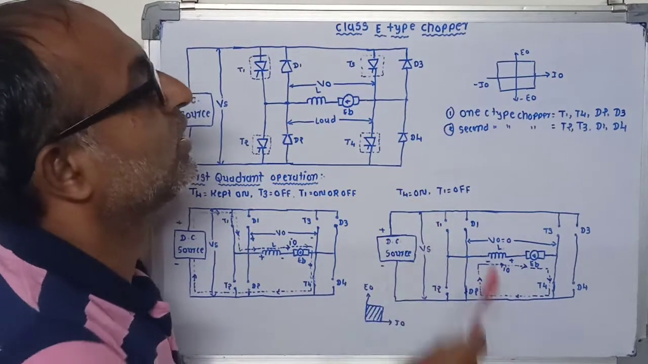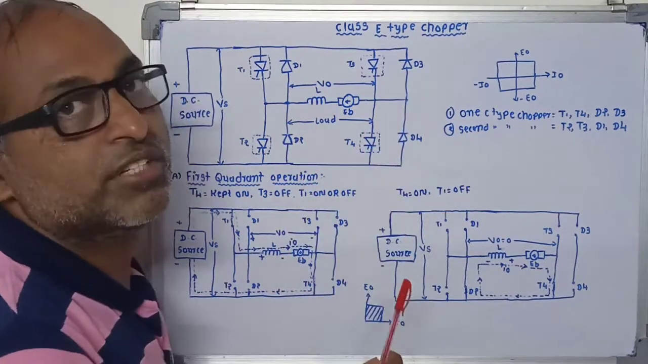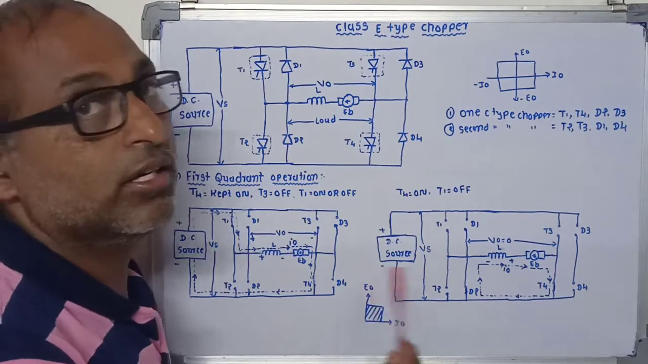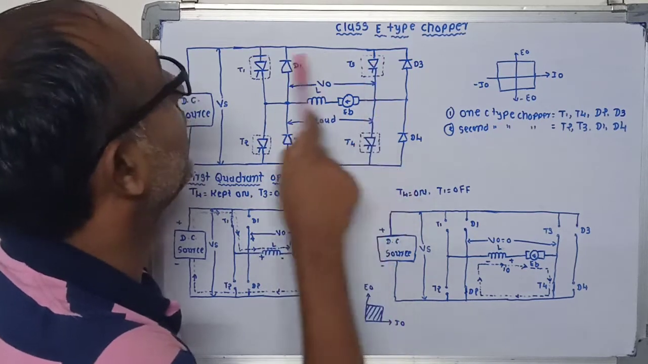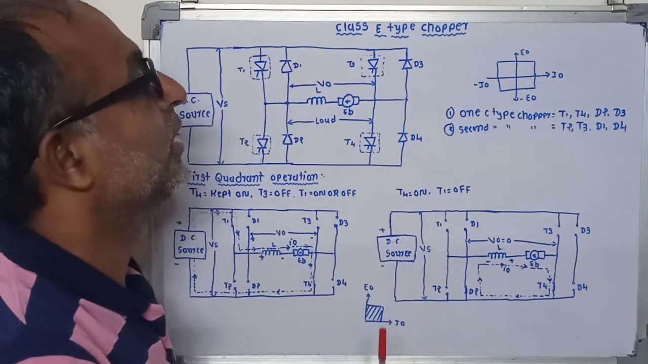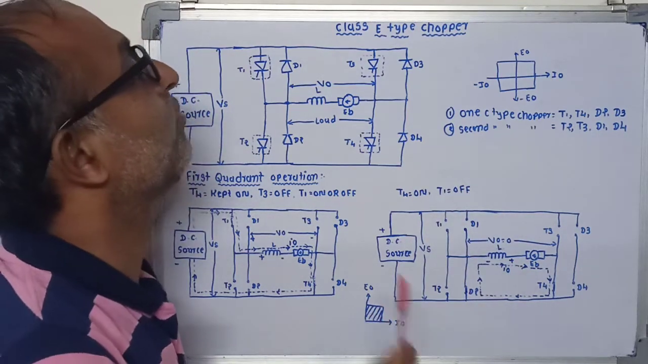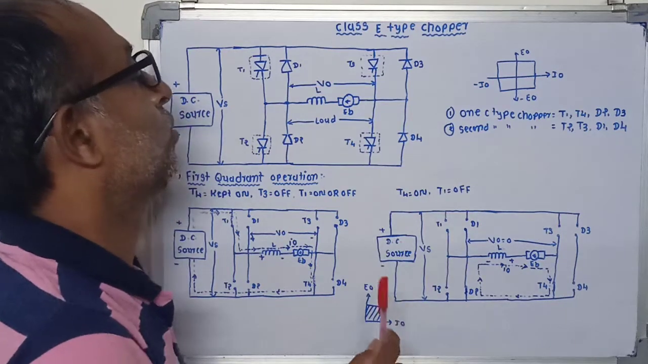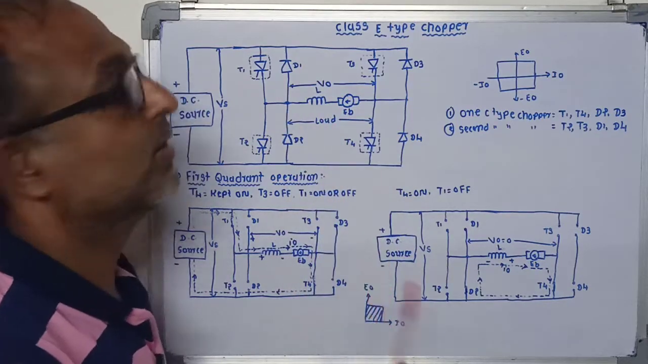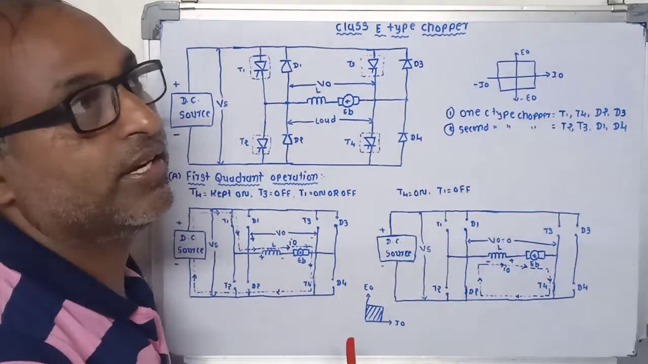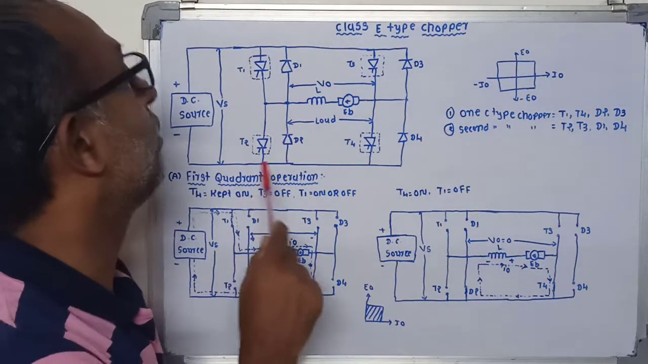The combination of thyristors T1, T4, D2 and D3 forms one C-type chopper, and another is formed by thyristors T2, T3, D1 and D4. So here you can see that there are two C-type choppers connected in parallel, which makes the E-type chopper. This E-type chopper consists of 4 thyristors and 4 diodes which are connected in anti-parallel to each other. Now first we will see the first quadrant operation.